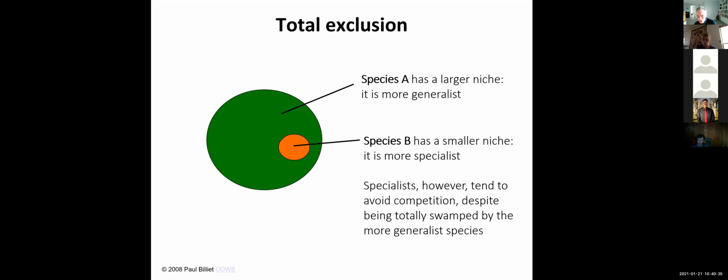So specialists tend to avoid competition, meaning that they have evolved to only go after, let's say, one specific type of prey in that environment, which means that even though they're totally swamped by species A, they can still survive within that environment because they're such a specialist that they're only eating that one type of prey. And the more generalist species has lots of different types of prey it might eat. And therefore they can coexist even though there's complete overlap of their niches, at least with regards to prey.